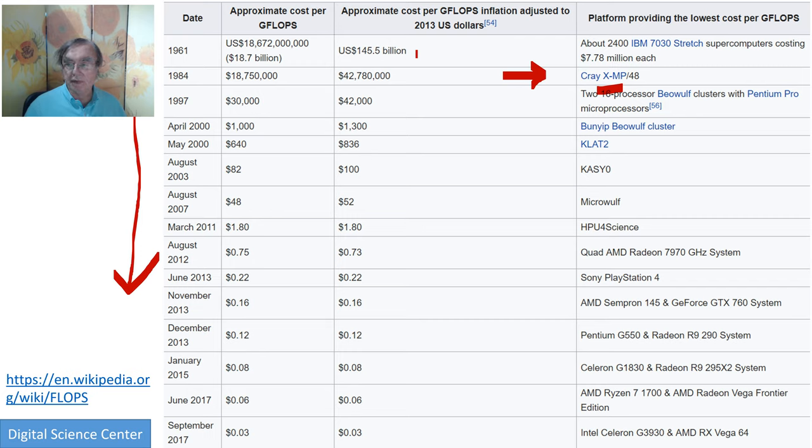And we have, therefore, lowest cost per gigaflops. Here we have the PlayStation 4. People tried to use PlayStation 4s to do computing and failed. It's just too idiosyncratic an architecture. And now we have the latest Intel and AMD chips. And this just comes from Wikipedia. You can see how we've gone from $146 billion for a gigaflop down to 3 cents. So that's a pretty large factor.